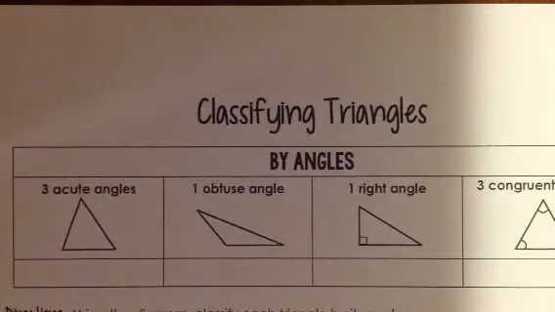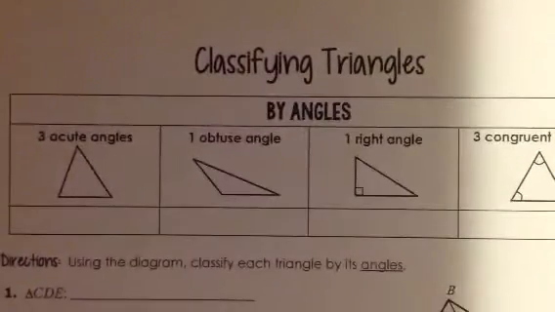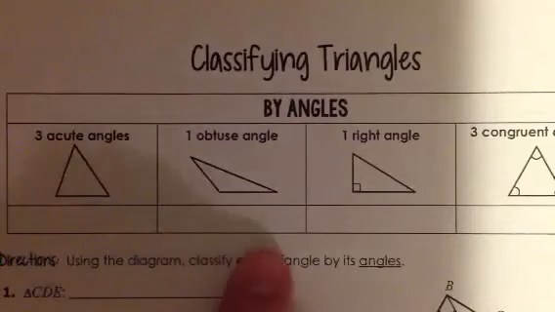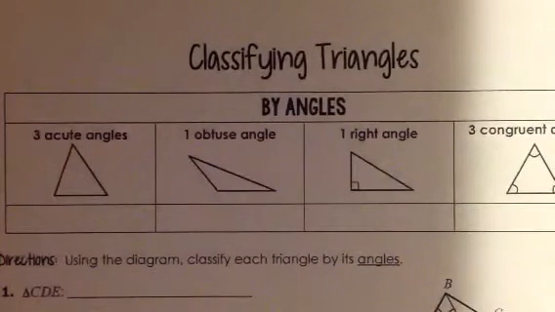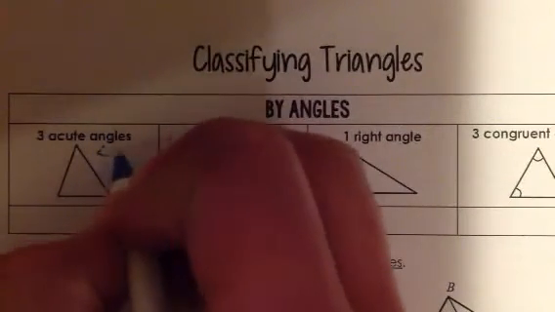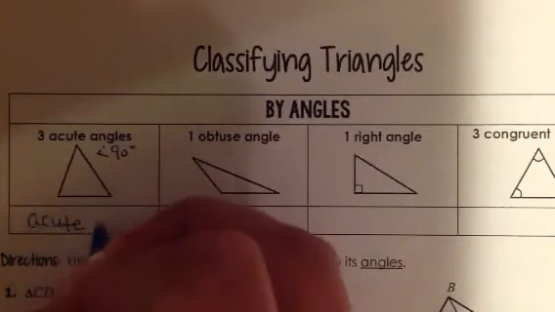The goal of today's lesson is to be able to classify triangles either by angles or sides, and then eventually by both. So let's start with angles. The way we classify triangles by angles is we decide what types of angles are inside those triangles. So if a triangle has 3 acute angles, which means that they are less than 90 degrees, we call that an acute triangle.